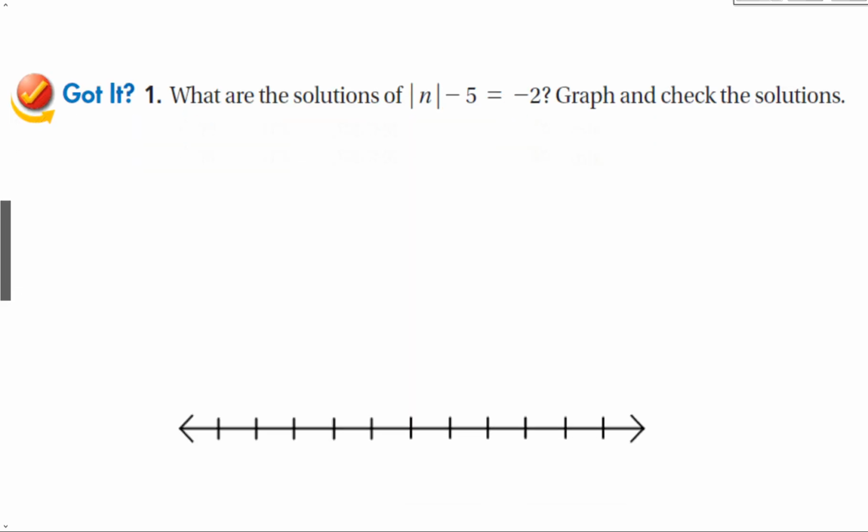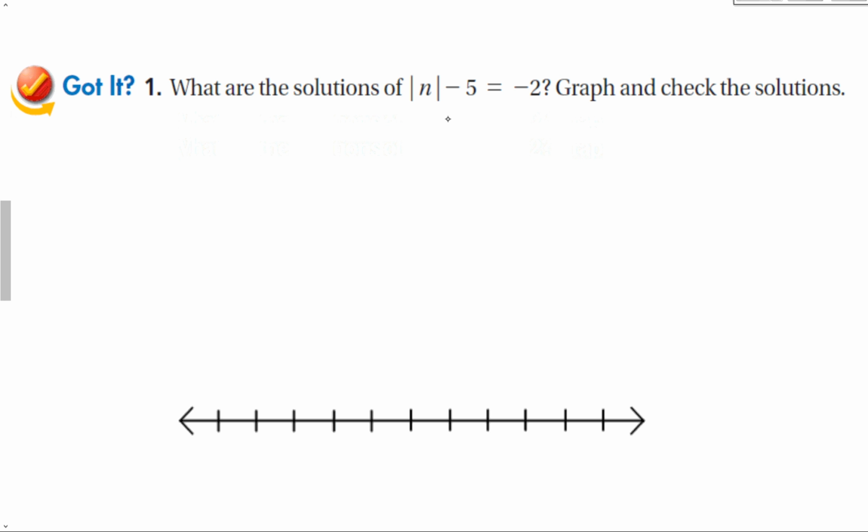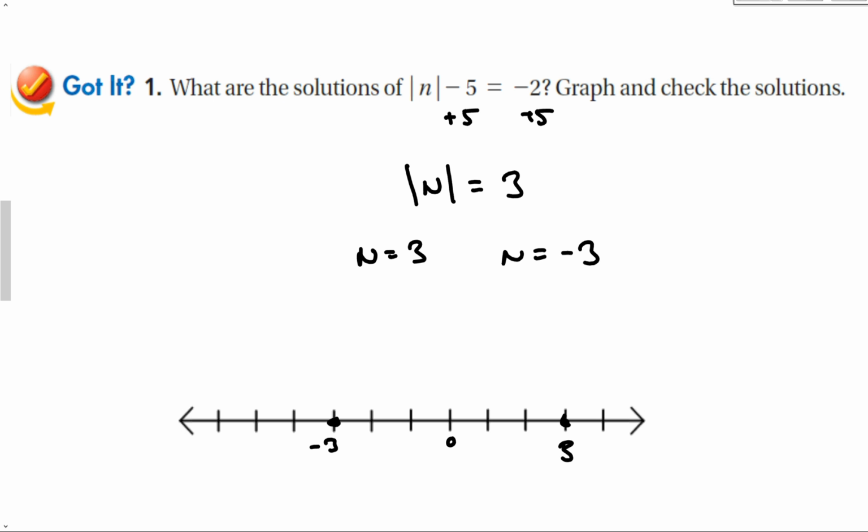So our got it problem, same idea. We are going to add 5 to both sides in order to isolate the absolute value. Once the absolute value is by itself, I remove the absolute value signs by splitting it into two separate expressions, one with a positive, one with a negative. And then it would simply be 3, 2, 1, 0, 1, 2, 3, and I would have my graph as such.